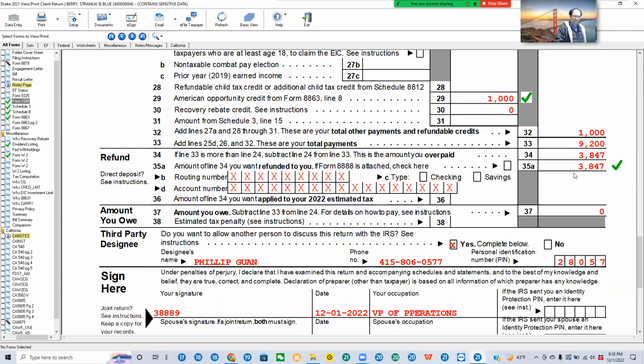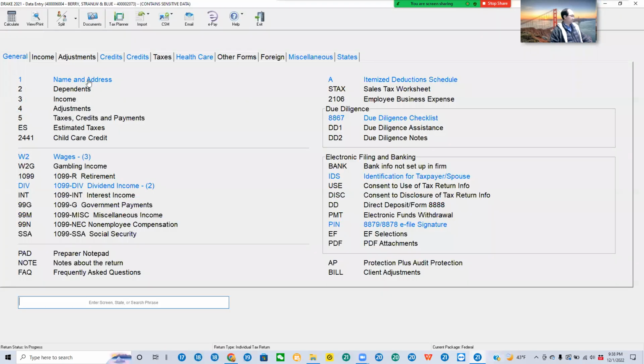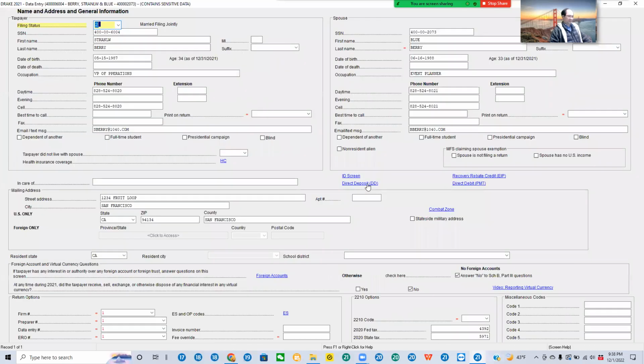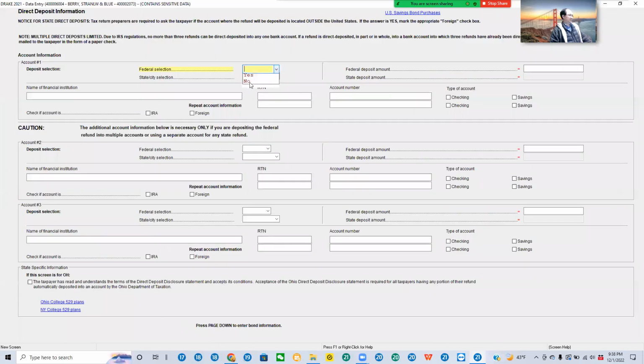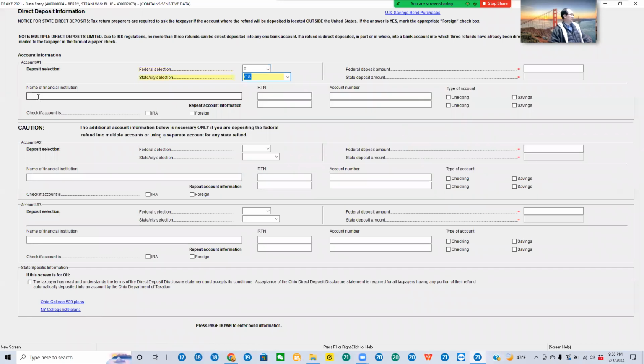So this is a refund. Now, in case they say, you know what, I want to get the direct deposit. So let's say direct deposit, you can get it from here, or in here. Let's say they would like to direct deposit both. Now let's say, assuming they have Bank of America.